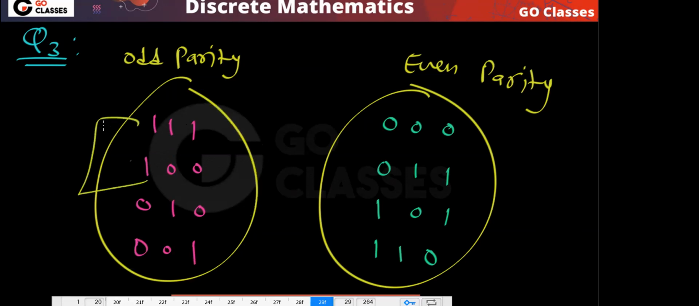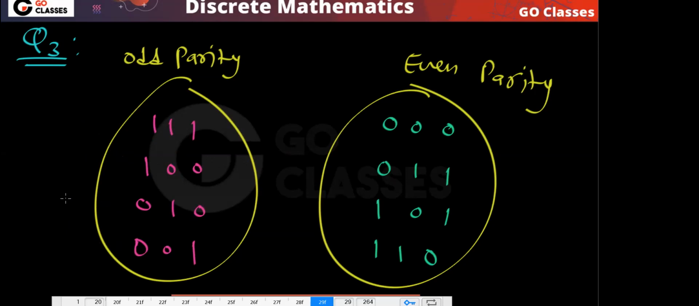For example, these two, are they adjacent? Tell me. In Q3, they are not adjacent because they are changing in two positions. The Hamming distance is 2. These two are not adjacent either. They are also changing in two positions, so they differ in two positions.